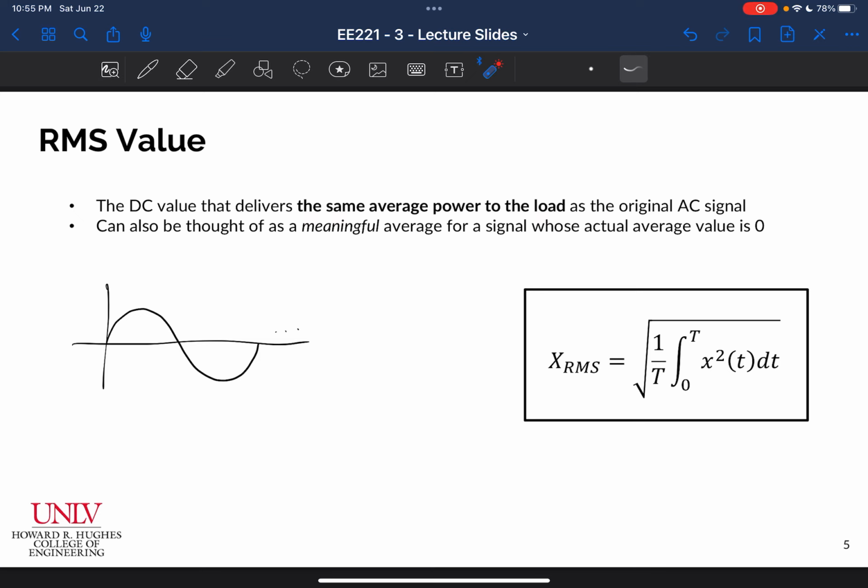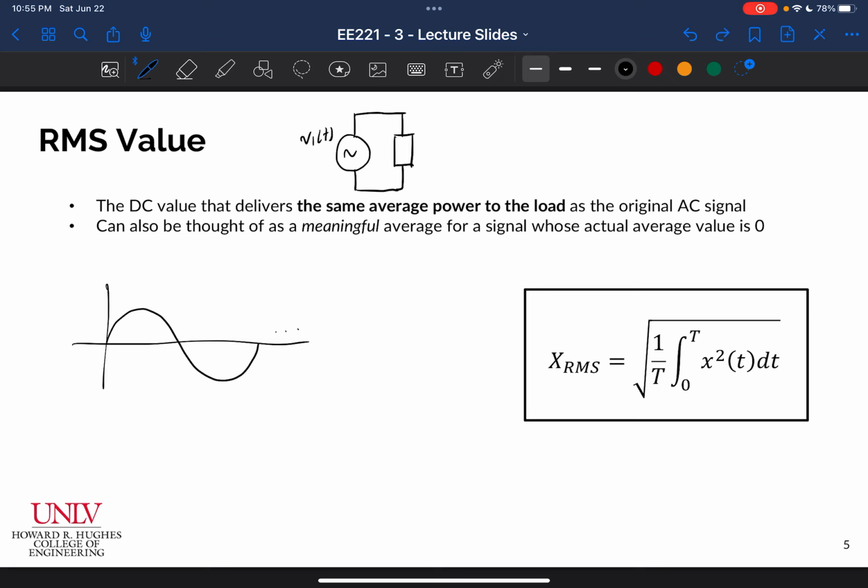What that means is, if I have a circuit here with some sinusoidal source V1 of t, and I have a load here, we haven't talked about power yet, but this source, even if the signal is swinging around 0, its average value may be 0, but it's still going to deliver some average power to the load.